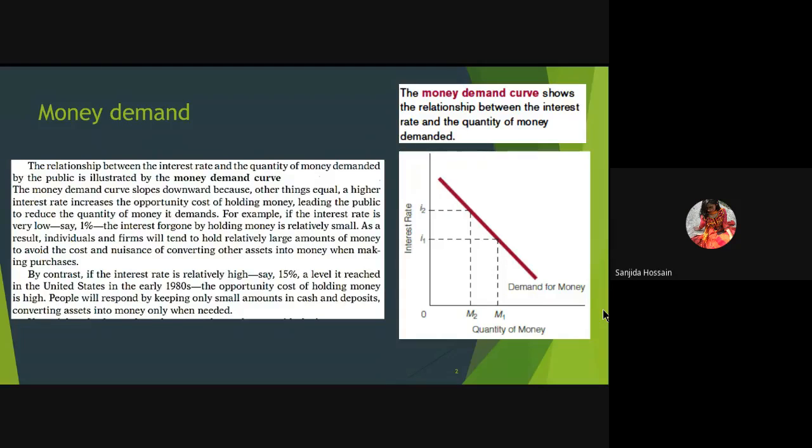Ma'am, if the interest rate is high, then people will want to give loans to others. Yeah, correct. So if it wants to give a loan, it has to demand less money, right? Yes ma'am. Exactly. So that's why you see there is a negative relationship between the quantity of money demanded and the interest rate. Okay. All right.